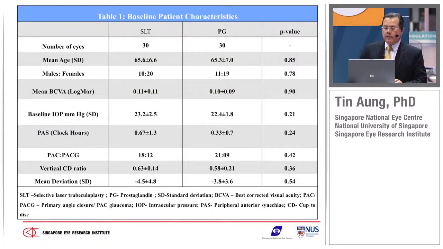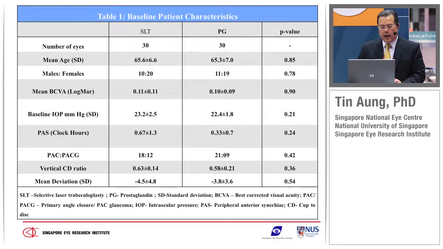This table summarizes the baseline characteristics of the patients. The mean age was similar, as well as the proportion of males and females. The baseline IOP was also similar, 23 in the SLT group and 22.4 in the prostaglandin group. And the extent of PAS was also similar.